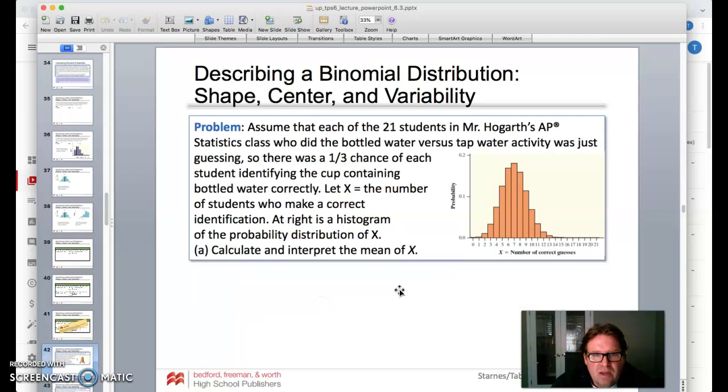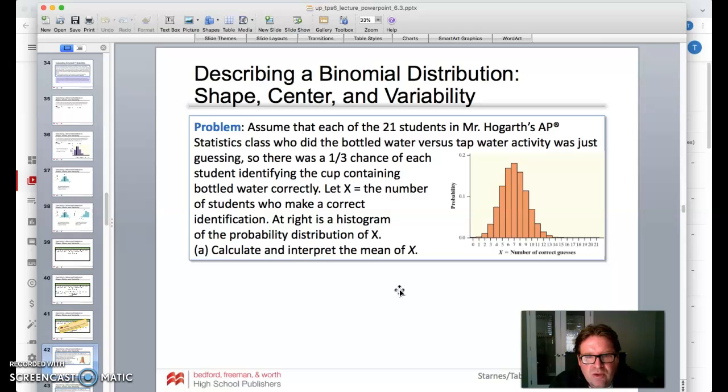So let's assume that each of the 21 students in Mr. Hogarth's AP Stats class who did the bottled water versus tap water activity was just guessing. So there was a 1/3 chance of each student identifying the cup containing bottled water correctly. Now, X is the number of students who made a correct identification. At the right is a histogram of the probability distribution. It looks roughly symmetric, right?